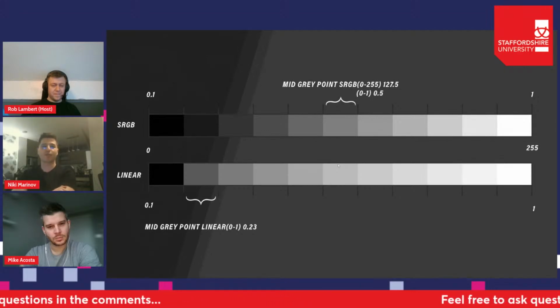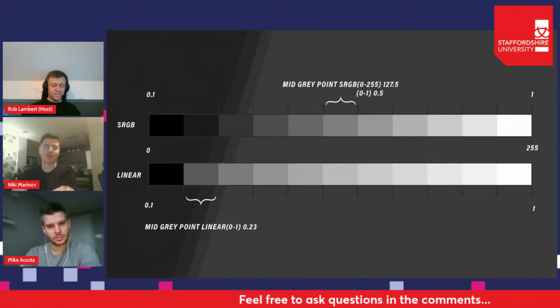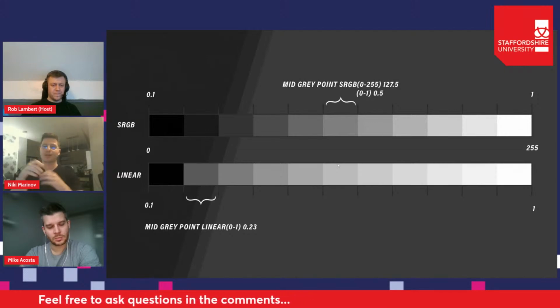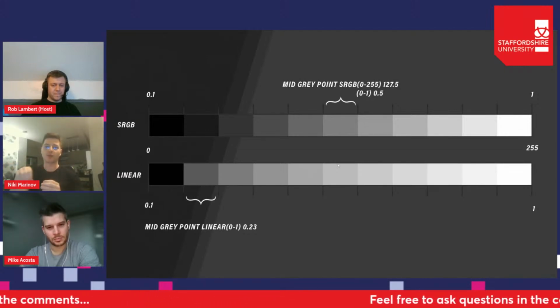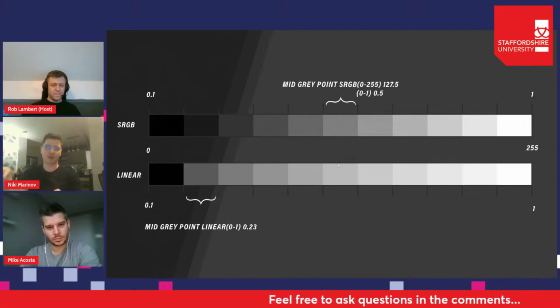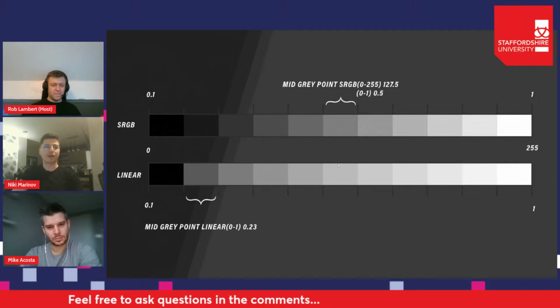But 0.5 plus 0.5 in sRGB is going to be 0.73. So it's not very good for calculating results. So sRGB is how it's displayed on your monitor and how you want to look at it in game. But when you want to do complex calculations, you want your colors to be in linear space.